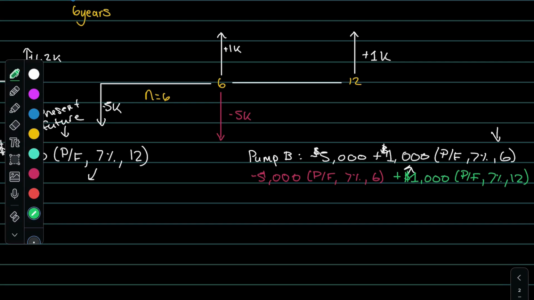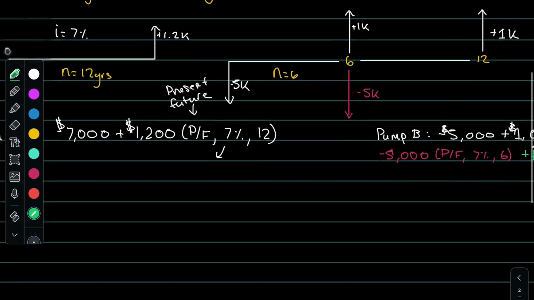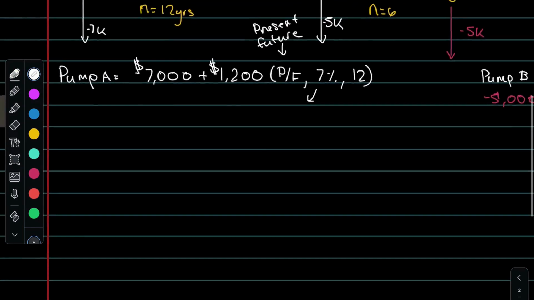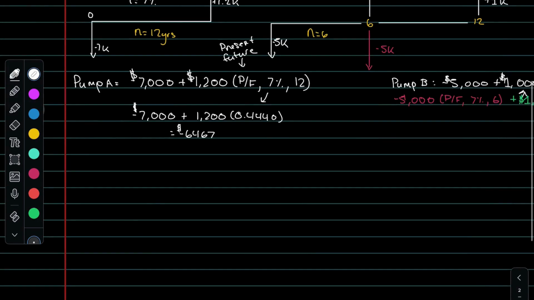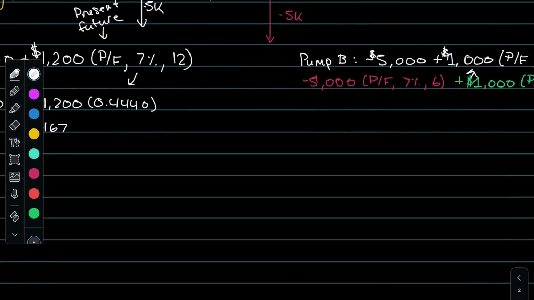So this is our fully finished equation here for both of them. And we're going to calculate this one as negative $7,000. And then we're going to add $1,200. And we're going to look at the table. And the table tells us this is at 0.4440, which is equal to negative $6,467. Okay? So we lose a lot of money from present worth of pump A.